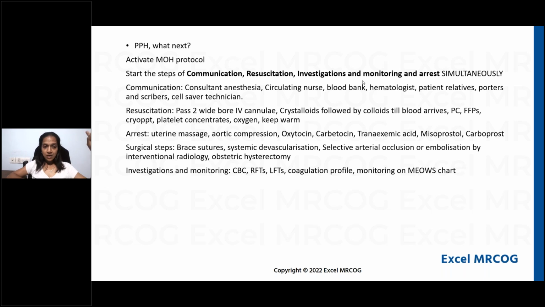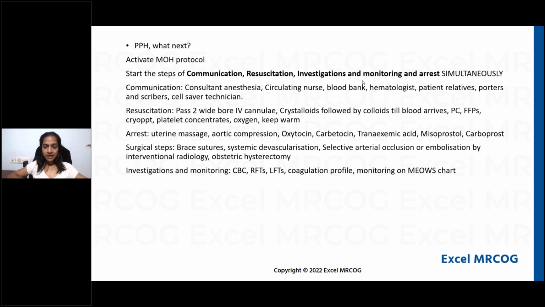The cell saver technician may have to be informed because this is likely to result in massive hemorrhage, if those facilities are available. Resuscitation depends on how many IV cannulae she has. You pass 2 wide-bore IV cannulae. She's likely to have them anyway. Crystalloids followed by colloids till your blood arrives. Cross-match, FFPs, cryoprecipitate, and platelet concentrates would have to be asked for because this is major obstetric hemorrhage in the face of abruption. And when there is major obstetric hemorrhage in the face of abruption, you know that coagulopathy sets in earlier as compared with PPH otherwise. Okay. Oxygen, keep the patient warm. These are things that we forget and we need to mention them.